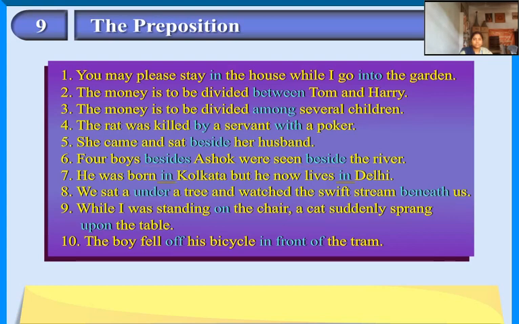He was born in Kolkata, but he now lives in Delhi. We sat under a tree and watched the swift stream beneath us. While I was standing on the chair, a cat suddenly sprang upon the table. The boy fell off his bicycle in front of the tram.